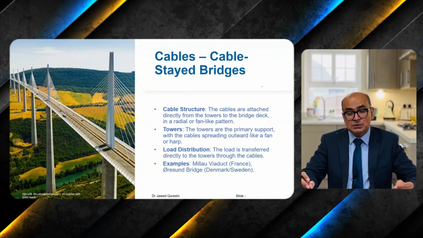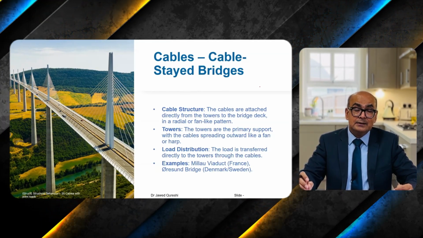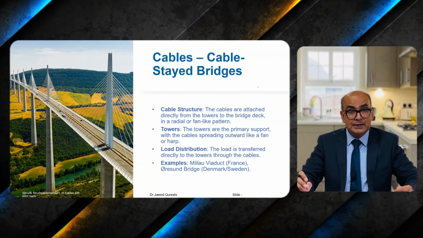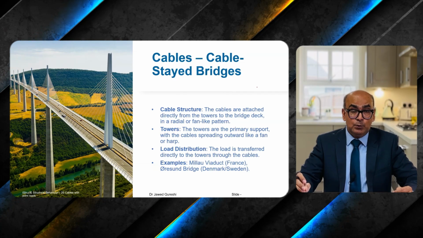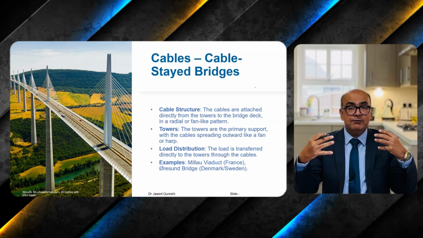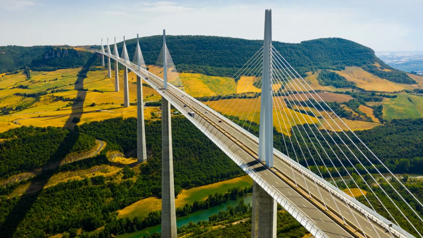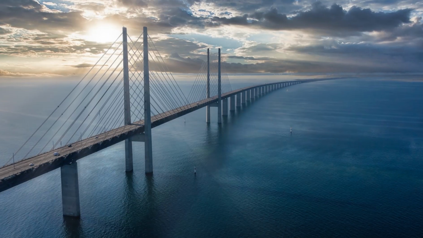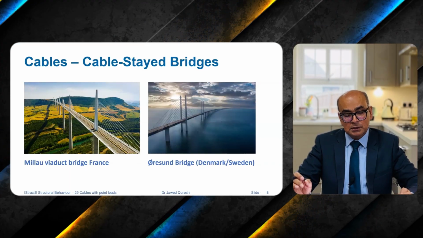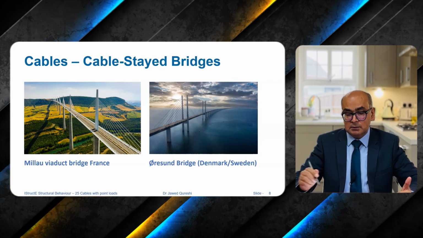Cables are also used in cable-stayed bridges. The key difference here is that the deck is supported by cables which are directly connected to towers. The load distribution is different, and the pattern is like a fan. The examples of cable-stayed bridges include Millau Viaduct Bridge in France and Øresund Bridge that runs between Denmark and Sweden. This is a picture showing Millau Viaduct Bridge, and on right side you can see Øresund Bridge.